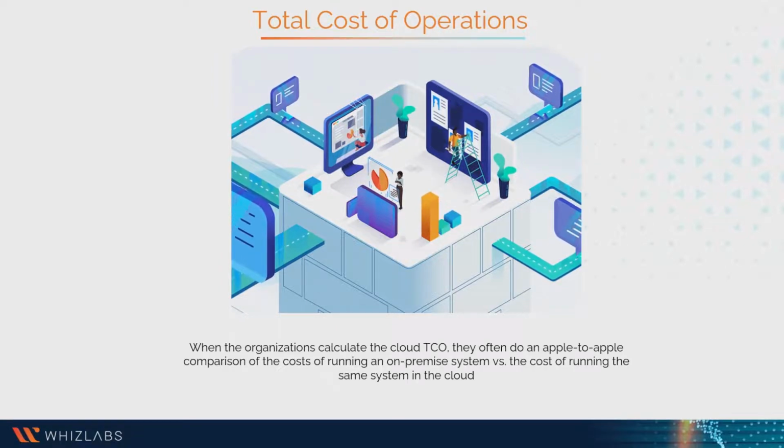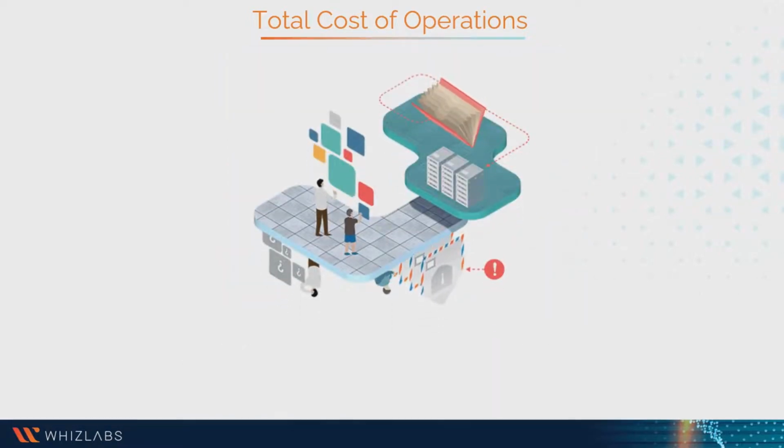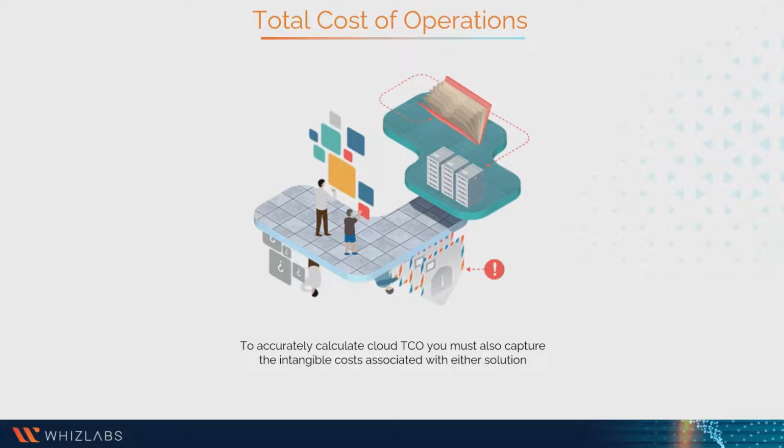When the organizations calculate the cloud TCO, they often do an apple-to-apple comparison of the cost of running an on-premise system versus the cost of running the same system in the cloud. That is, comparing the initial purchase price of hardware and software in an on-premise environment to the monthly subscription cost of cloud computing. To accurately calculate cloud TCO, you must capture not only the purchase price of on-premises versus cloud solutions, but also the intangible costs associated with either solution.